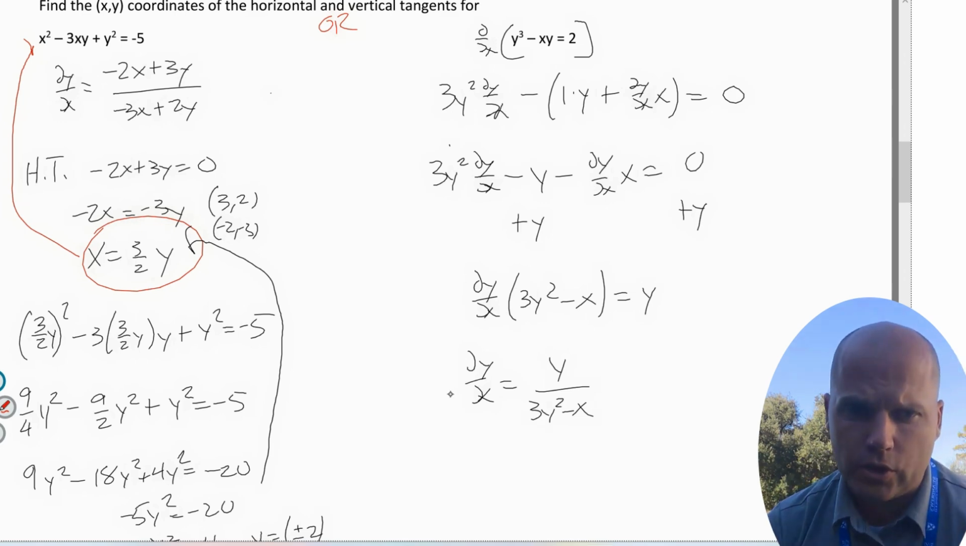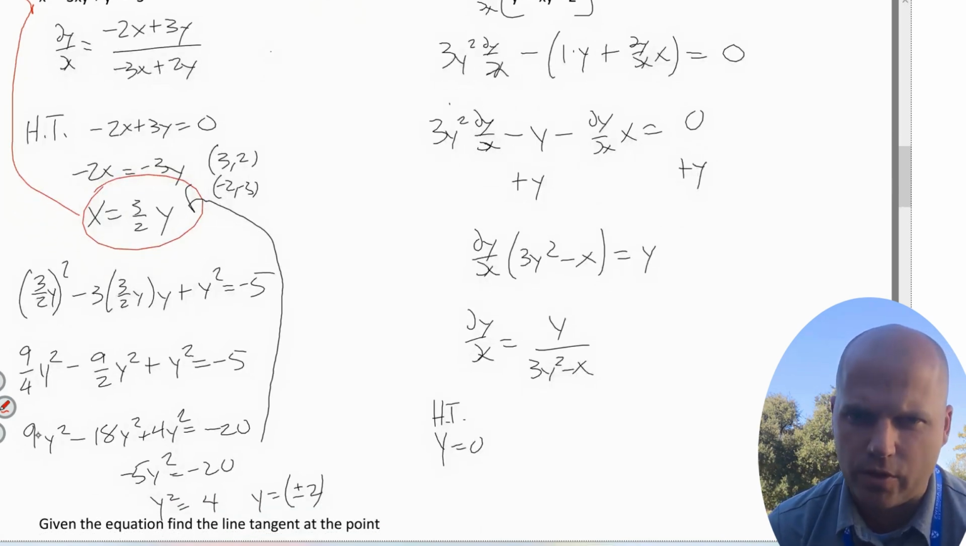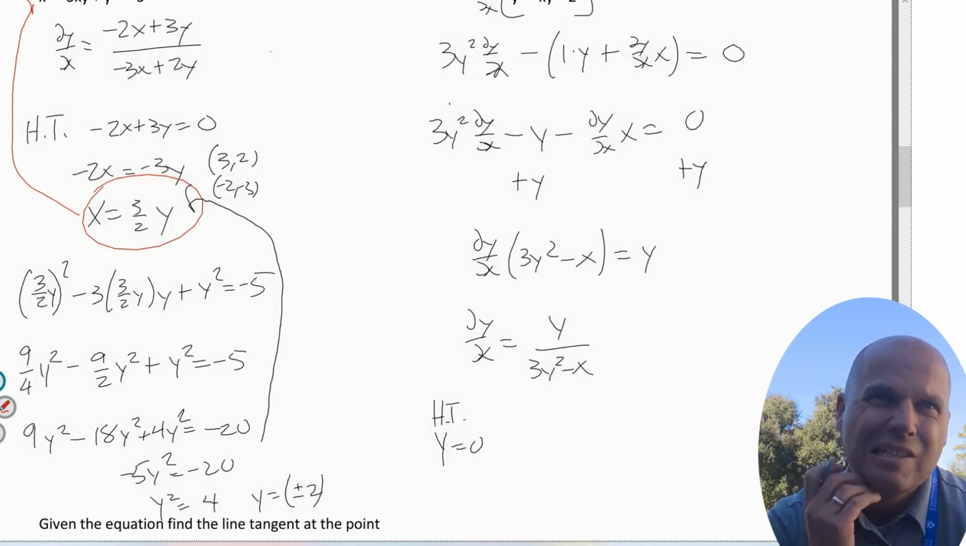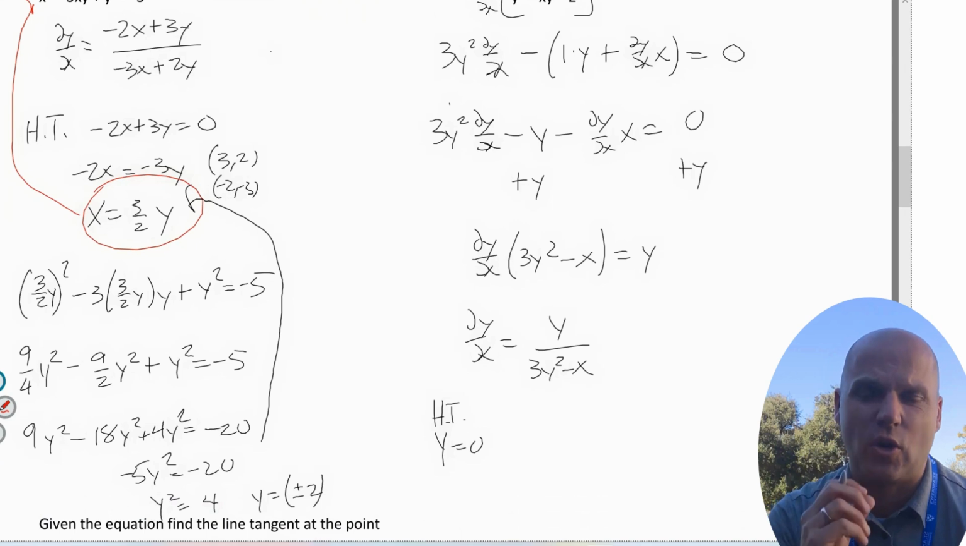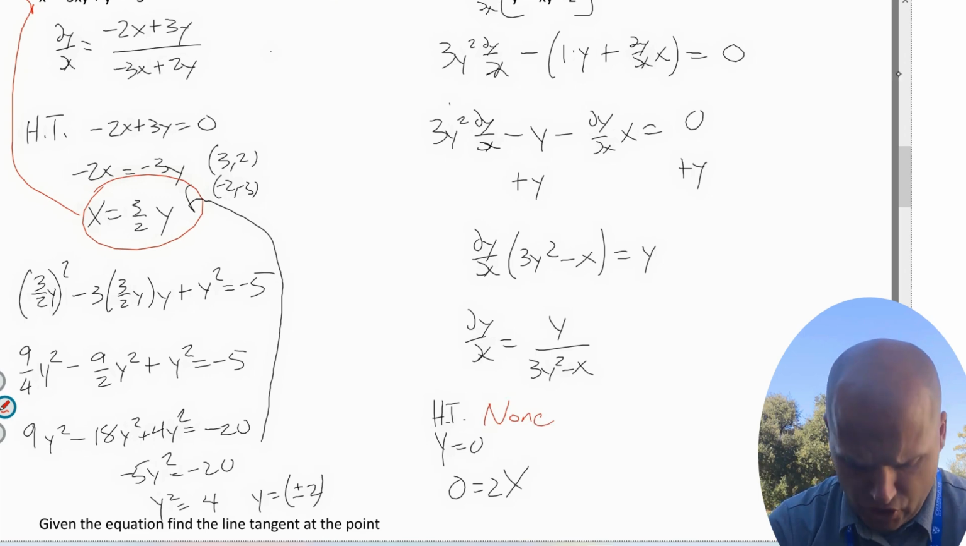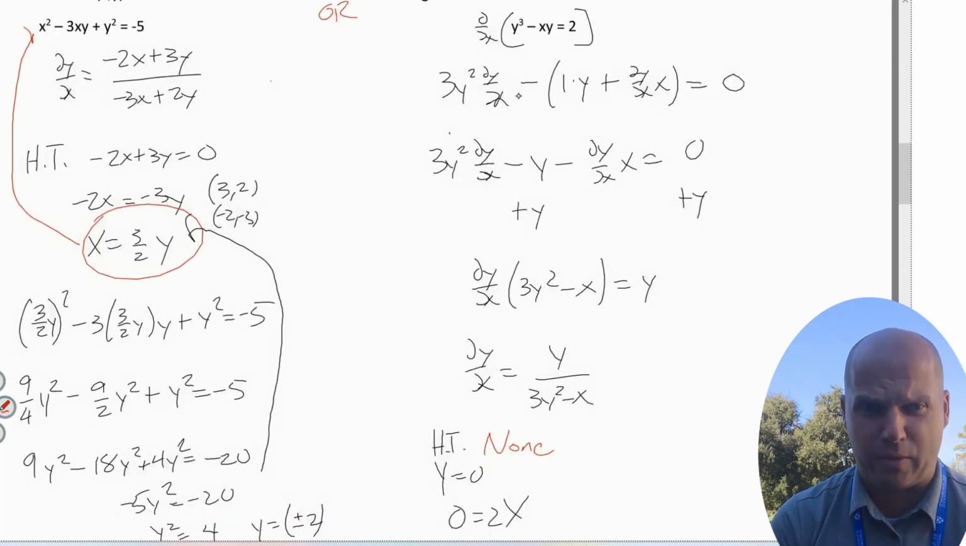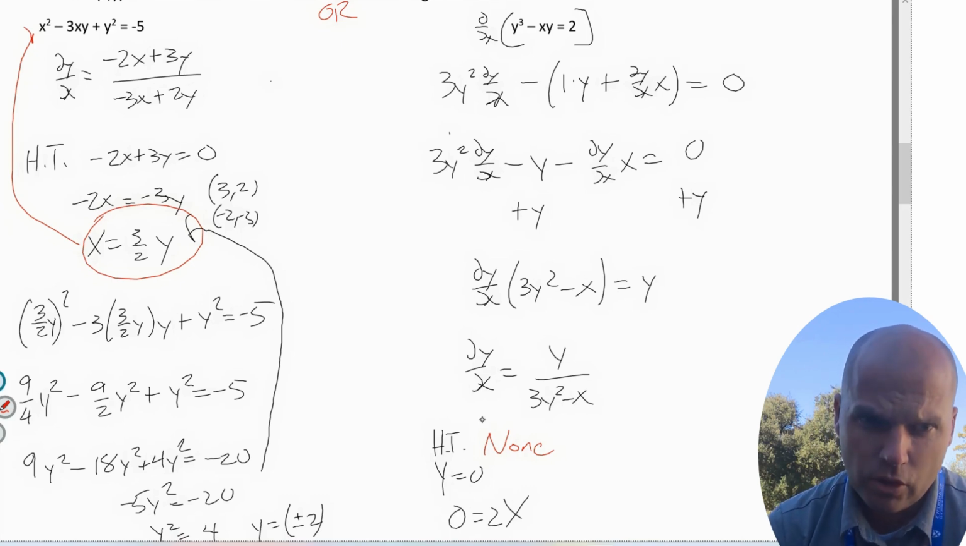Oh, horizontal tangents when y equals 0. Y is 0. Oh, hold on. So this is good. This is kind of like where the previous questions on the homework led you. Y equals 0, you get 0 equals 2, which means there's no horizontal tangents because there's no points on this graph where y equals 0. So none.